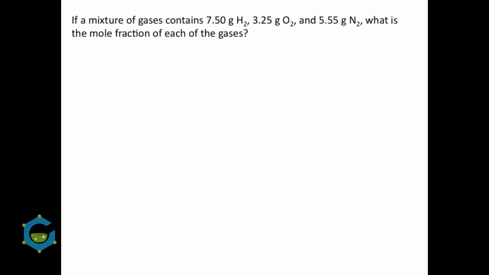If a mixture of gases contains 7.5 grams of hydrogen, 3.25 grams of oxygen, and 5.55 grams of nitrogen, what is the mole fraction of each of these gases? Remember that the mole fraction is a ratio of moles of one gas divided by the total number of moles of all the gases. Now I should point out that we're calculating mole fractions of gases, but this mole fraction concept works for anything. You don't have to just have gases.